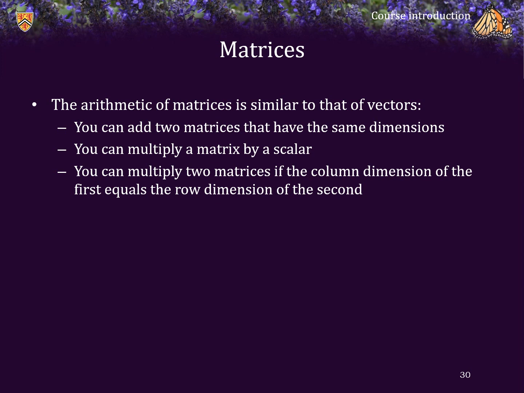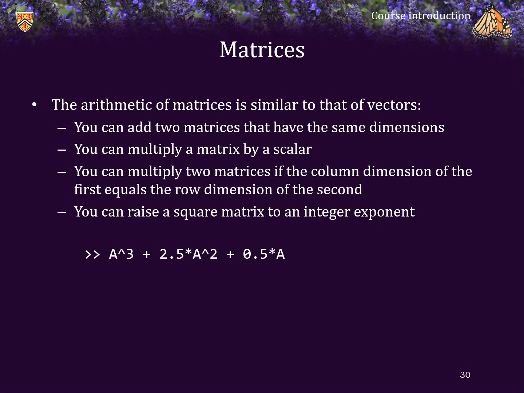You can multiply two matrices if the column dimension of the first equals the row dimension of the second. And this is going to produce a matrix that has the row dimension of the first and the column dimension of the second. This was, of course, defined in your linear algebra course. You can also raise a square matrix to an integer exponent.